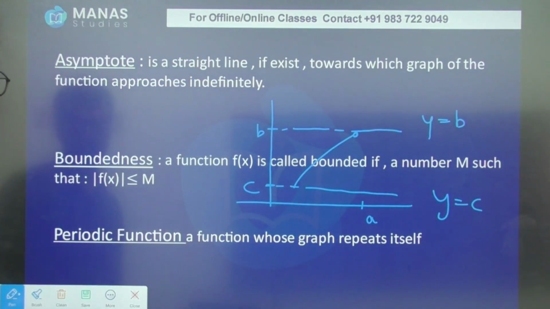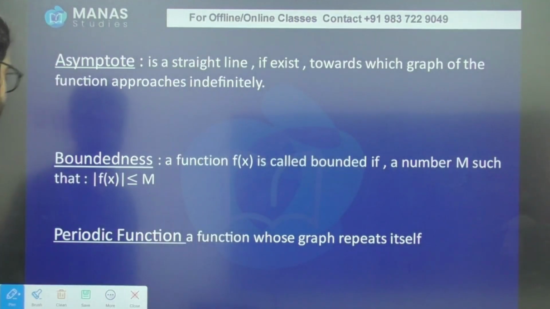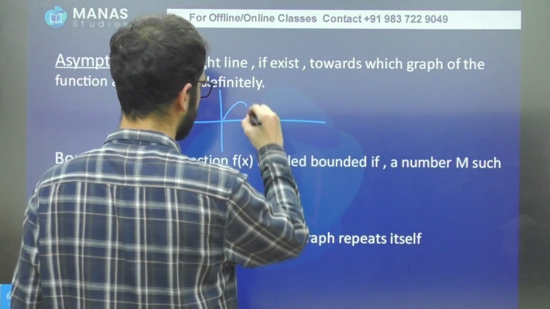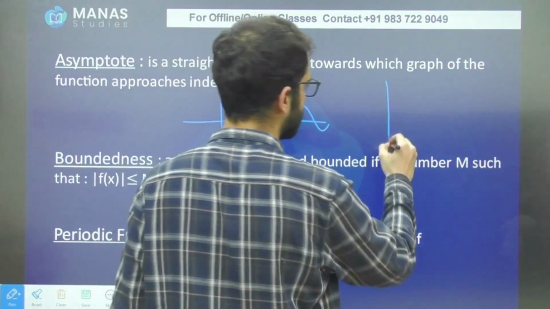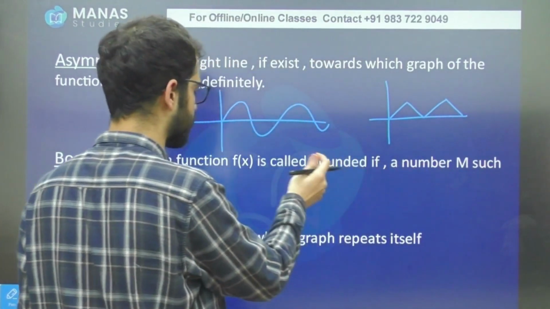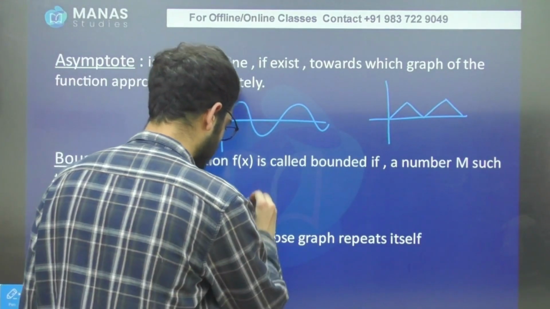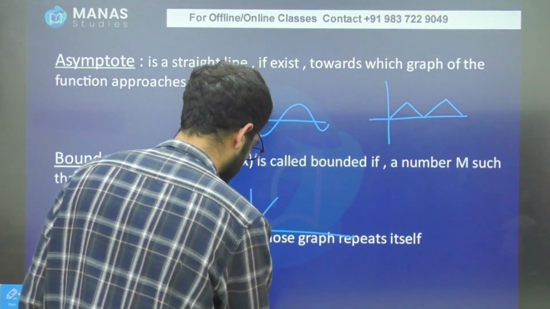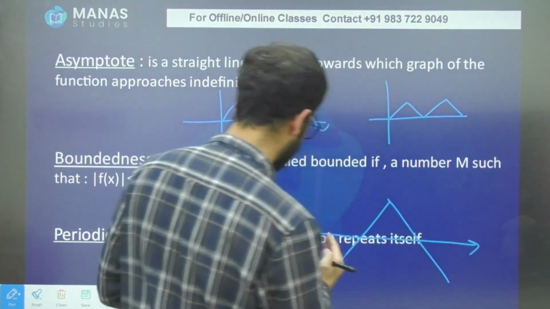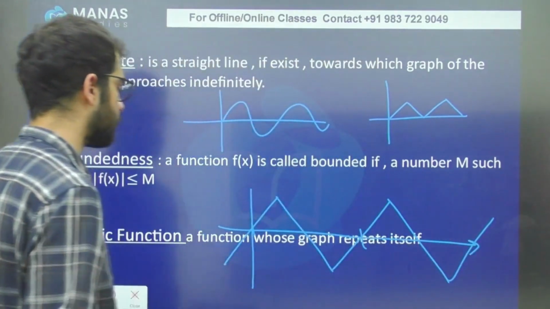Let's look at a periodic function. Periodic functions are those whose graphs repeat themselves. For instance, if the graph looks like this, then it's a periodic function. If the graph looks like this, it's still a periodic function because the graph is repeating itself after a set interval. We can also draw it like this. Since the interval is repeating itself again and again, therefore we call it a periodic graph.